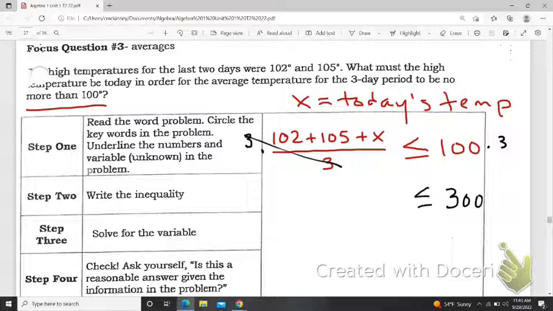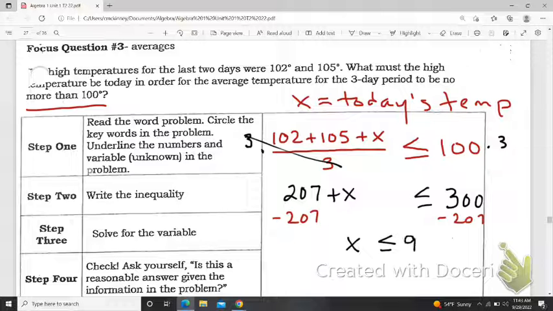Now, before I write the other part down, I can go ahead and combine like terms, which basically means add the 102 and the 105 in this case. So I have 207 plus X needs to be less than or equal to 300. When I take away 207, I find out that for the 3-day average to be no more than 100, today's high temperature needs to be 93 degrees or less. Okay? So 93 degrees or less.